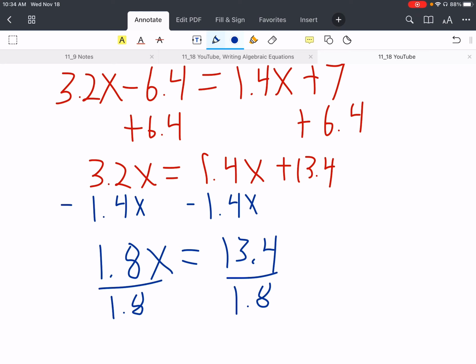And that is going to leave us with 13.4 divided by 1.8. That will equal 7.44.